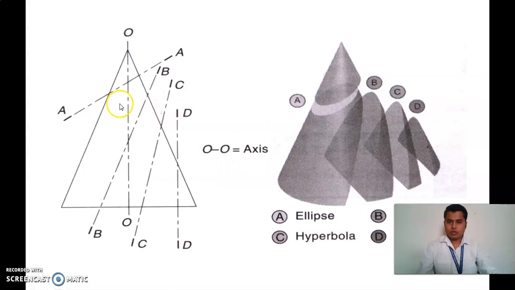If we cut this triangle or this cone by cutting plane AA, we are getting an ellipse. If we cut this same cone with cutting plane BB, then we are getting the parabola. Similarly, if we cut this cone by cutting plane CC, we are getting a hyperbola. This is the simple thing. So we are going to cut this cone by a cutting plane.